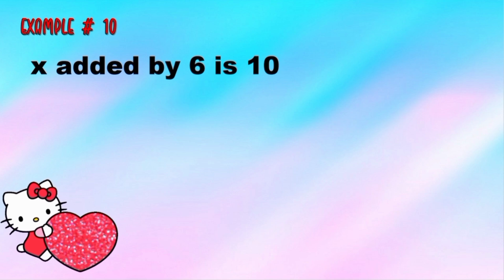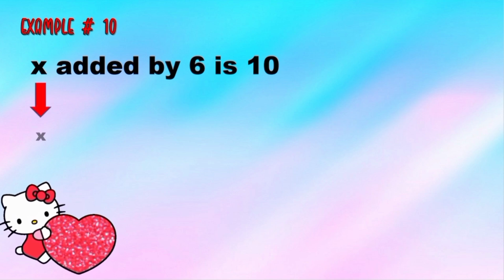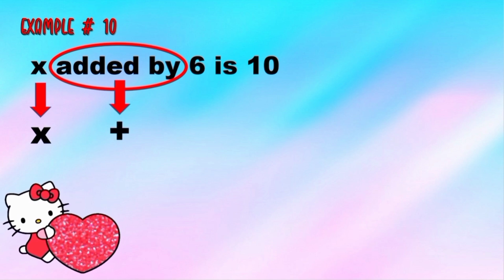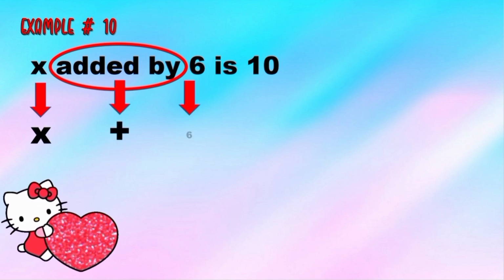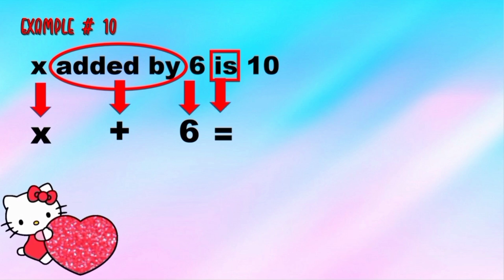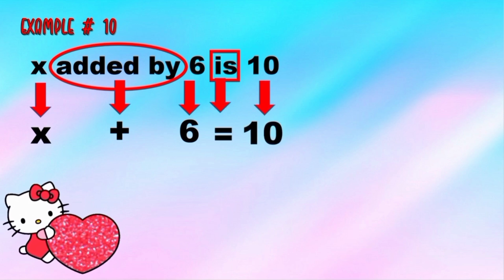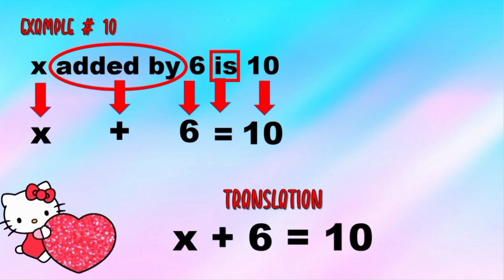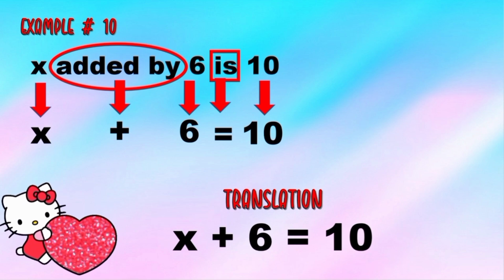Example number 10. x added by 6 is 10. First, bring down x. The phrase added by is addition. Then bring down 6. The word is equivalent to equal. Then lastly, bring down 10. In translation, we have x plus 6 is equal to 10.